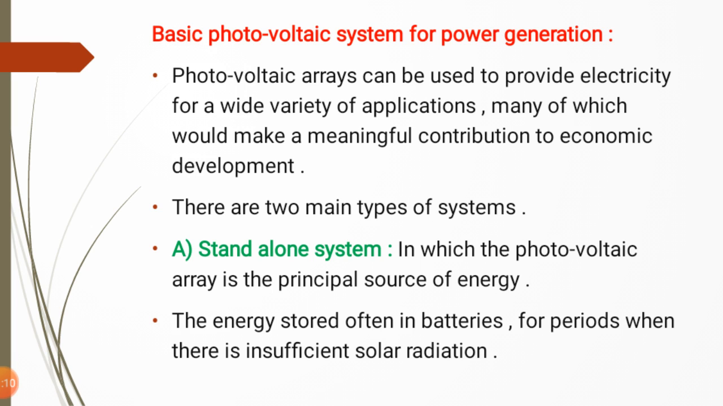Now in this video we will start with another application, that means the basic photovoltaic system for power generation. That means the photovoltaic system is used for power generation. Now how the system works, and the different types of systems which are used for power generation.